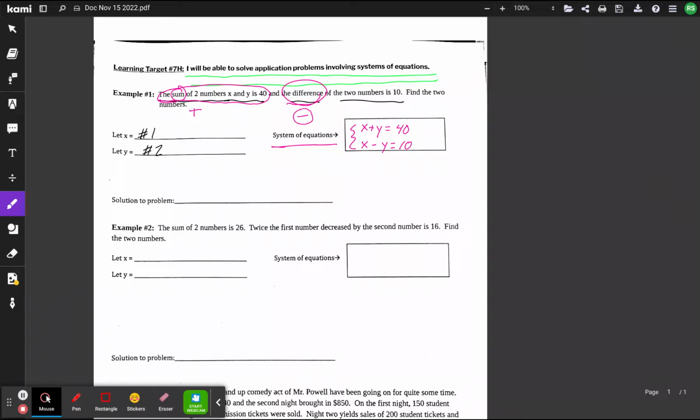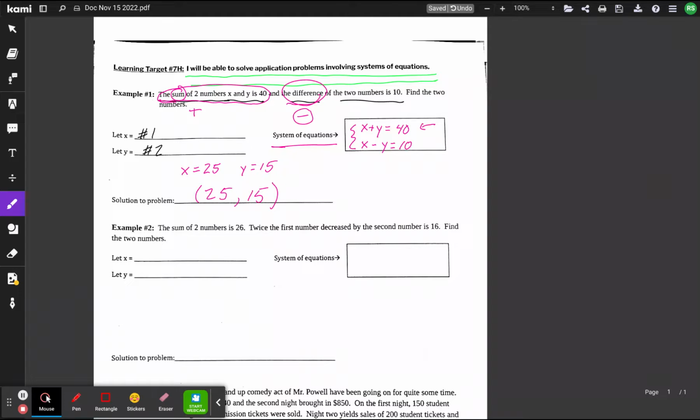Now that you've put these two equations into your calculator, you should have gotten that x was equal to 25 and y was equal to 15. We can write our answer as an ordered pair, (25, 15). 25 plus 15 is equal to 40, and 25 minus 15 is equal to 10.